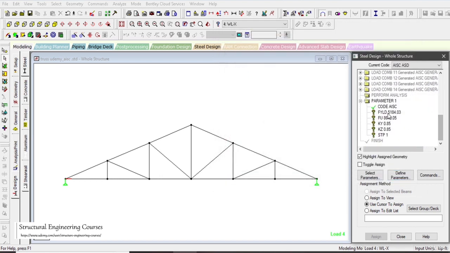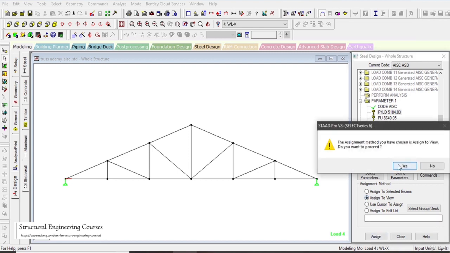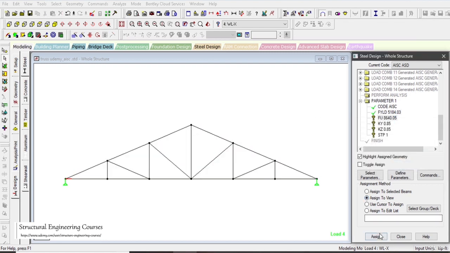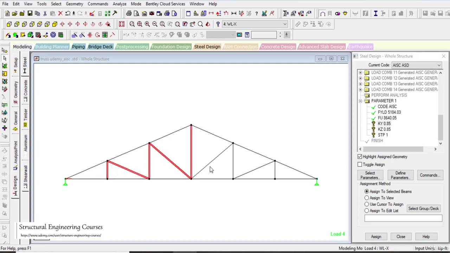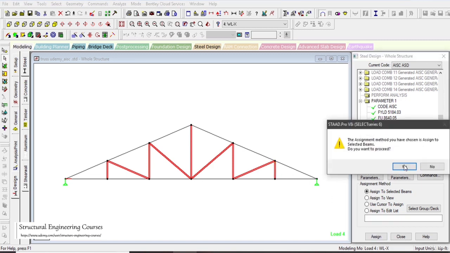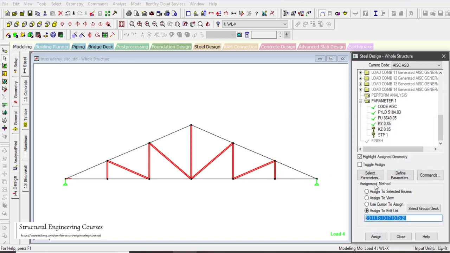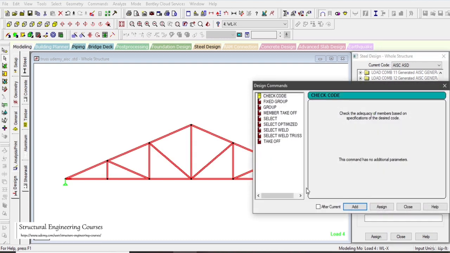So after that we can left click on assign to view. KY and KZ we can apply to all of these members here. Similarly, we can apply KZ to all of these members here, as both the ends are pinned. So that is the basic concept here, and all the sections are hot rolled, so that is why we selected HTTP as one. We can go to commands and left click on check code and take off.